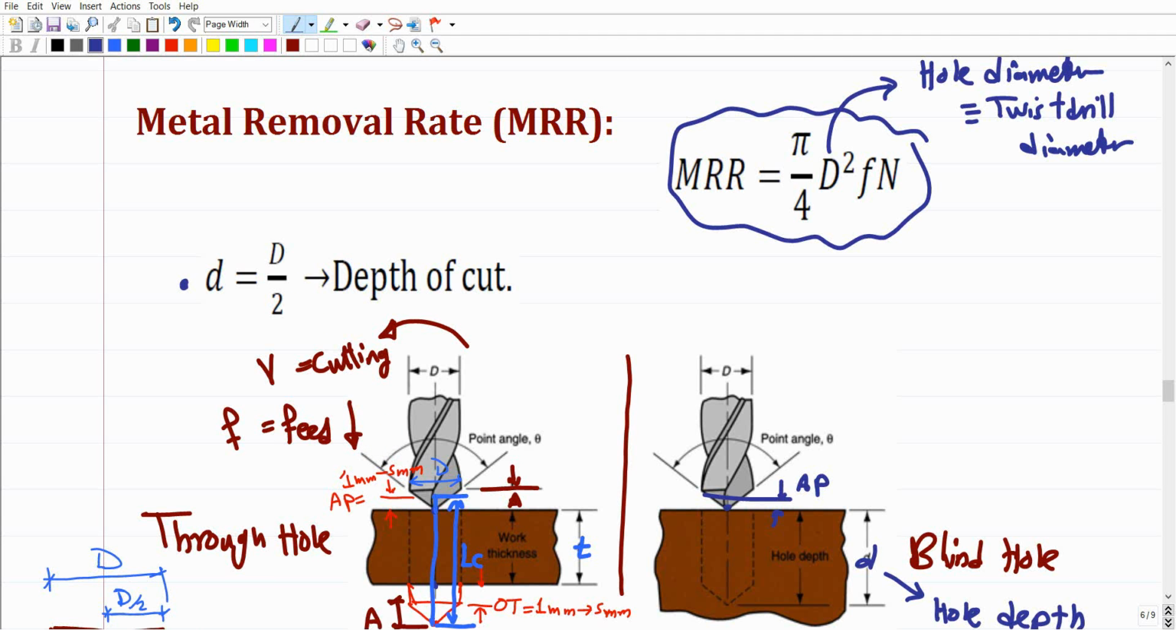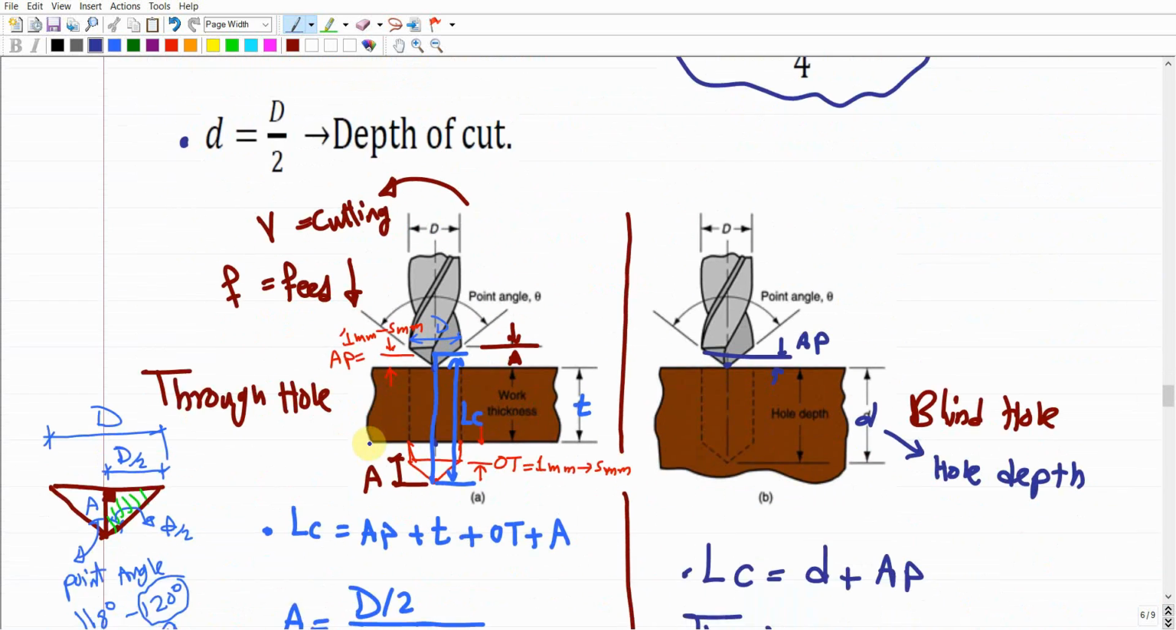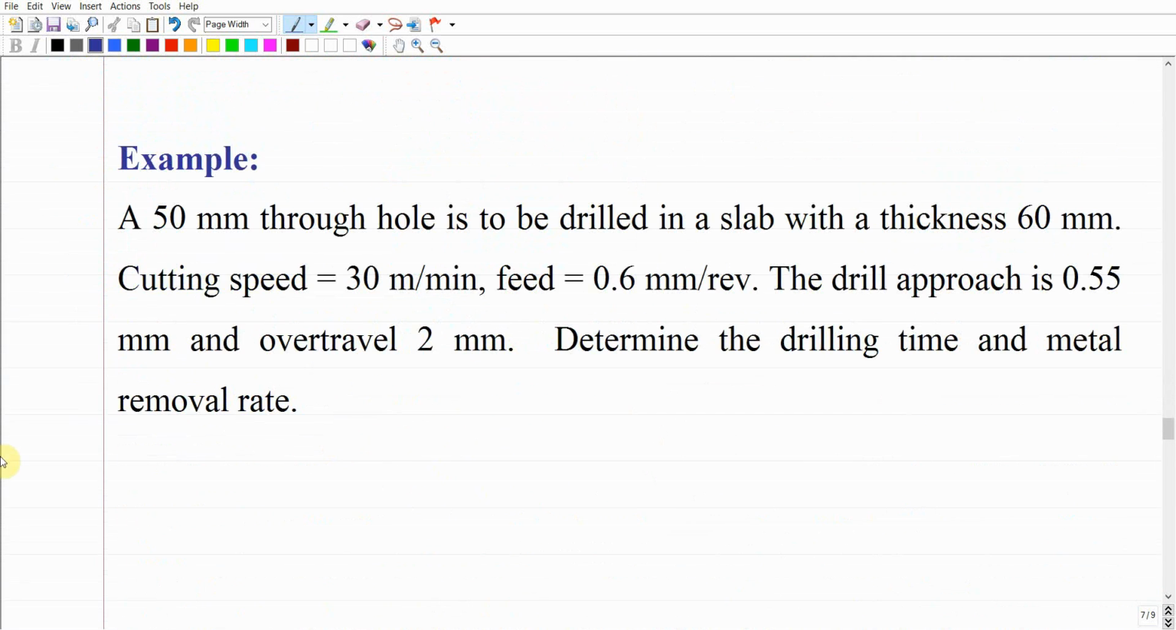Make sense? So these are the equations for the drilling operation, and now let us consider these examples to explain how we can use them for the calculation of the machining time and the material removal rate for a drilling operation.